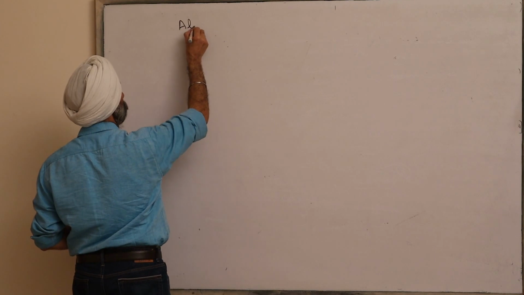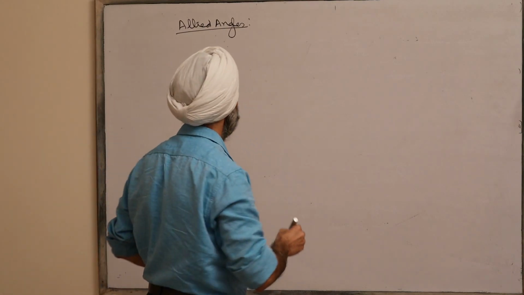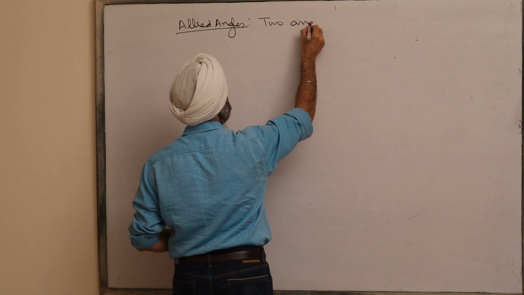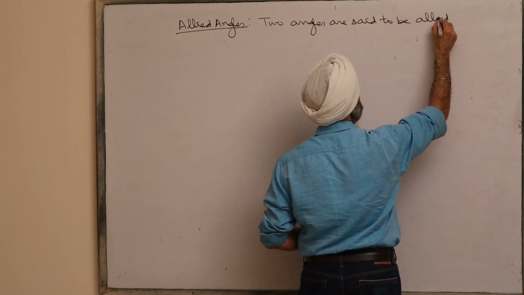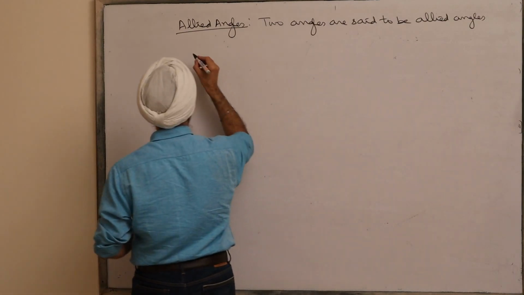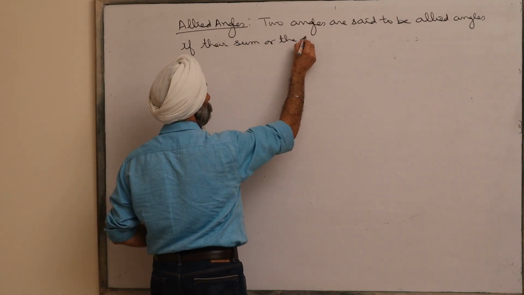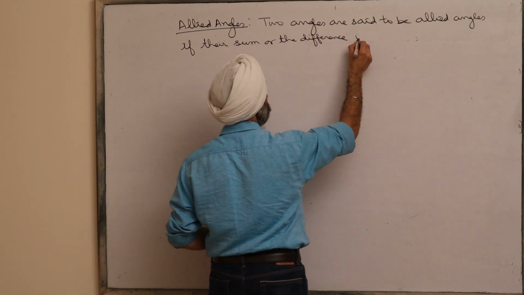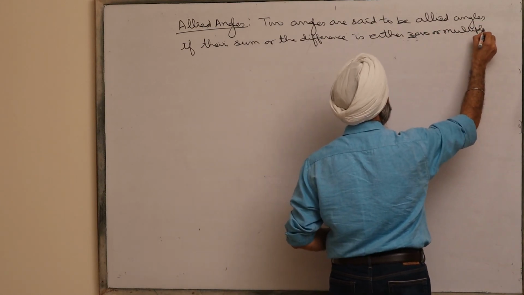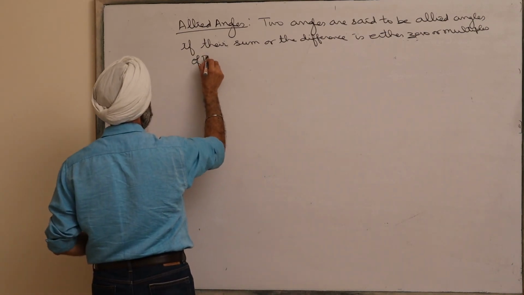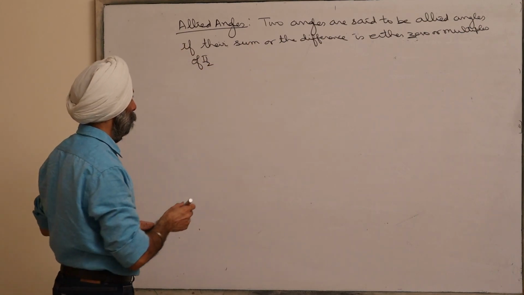allied angles. So first of all, what are allied angles? Now, two angles are said to be allied angles if their sum or the difference is either 0 or multiples of 90 degree.